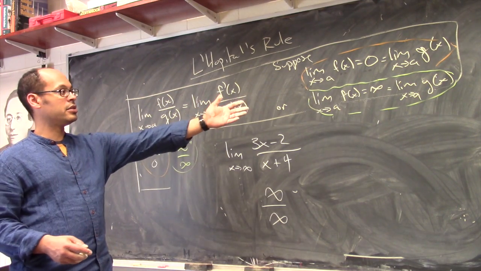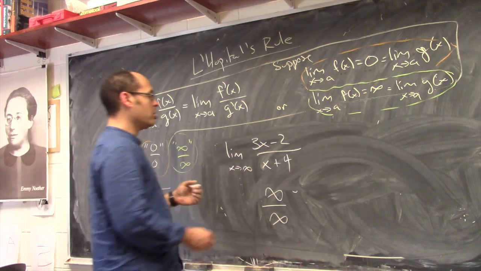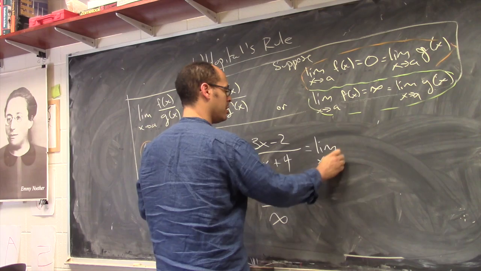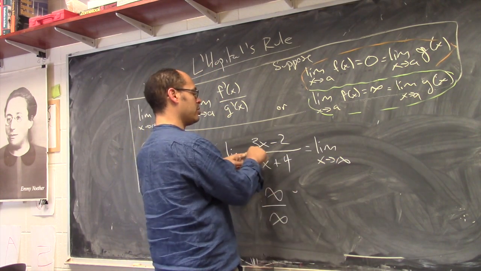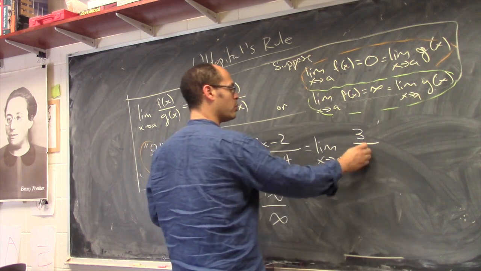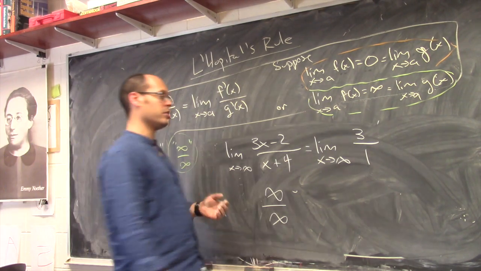And again, this is one of our special situations where L'Hopital's rule applies. L'Hopital's rule says, in this case, as it always does when it applies, that I can replace the top by its derivative. The derivative of 3x minus 2 is 3, and the bottom, the derivative is 1. And so the limit is the same as the limit of 3 over 1, or in other words, just 3.